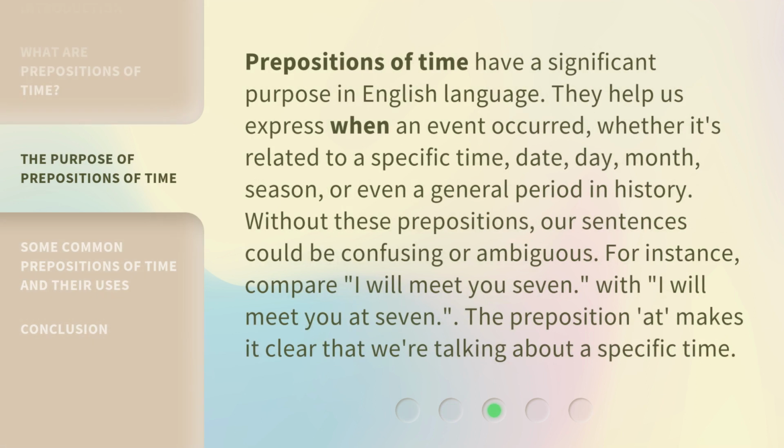Prepositions of time have a significant purpose in the English language. They help us express when an event occurred, whether it's related to a specific time, date, day, month, season, or even a general period in history. Without these prepositions, our sentences could be confusing or ambiguous. For instance, compare, "I will meet you 7," with, "I will meet you at 7." The preposition "at" makes it clear that we're talking about a specific time.